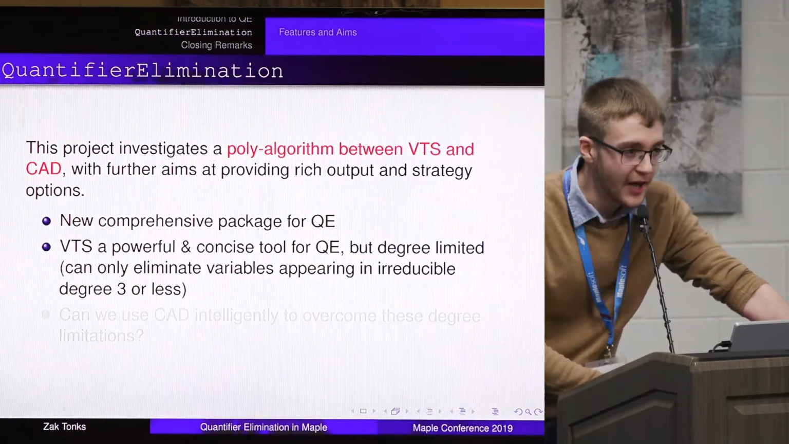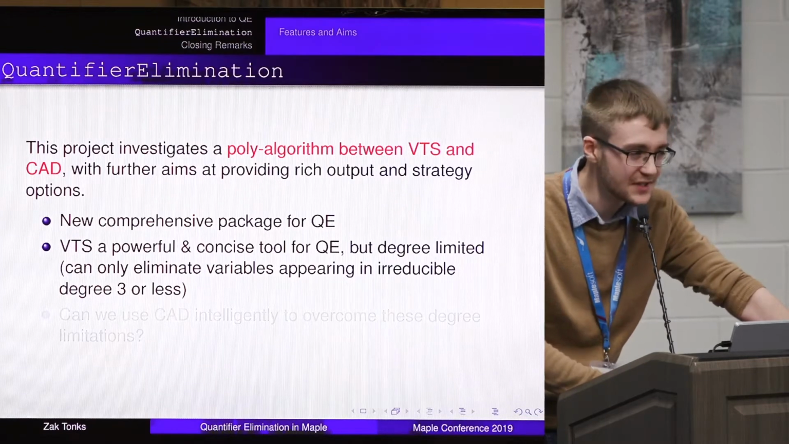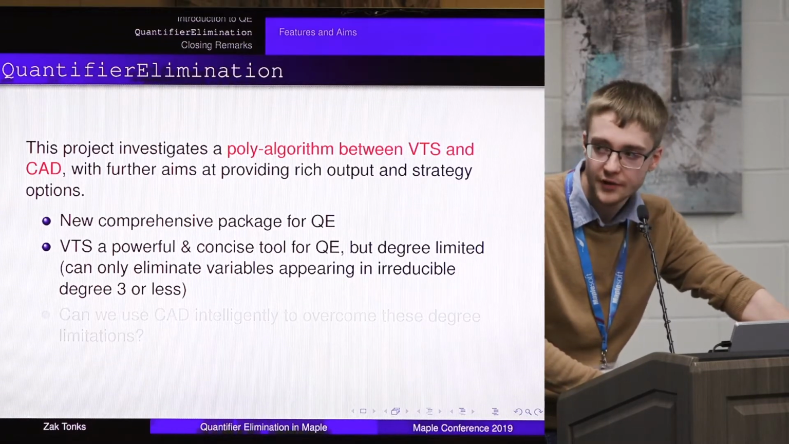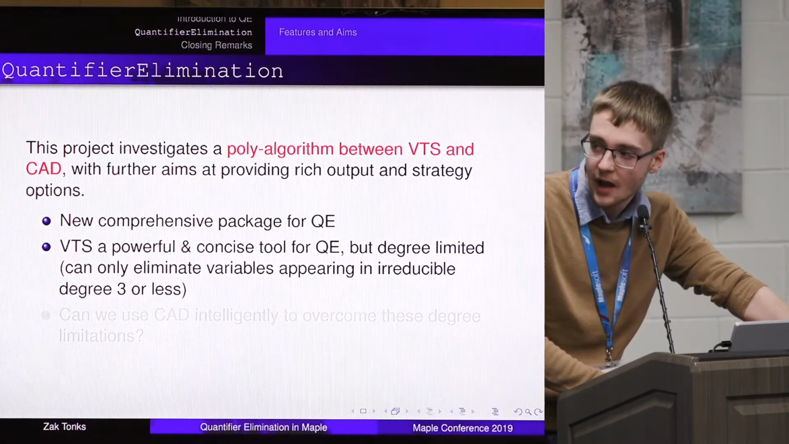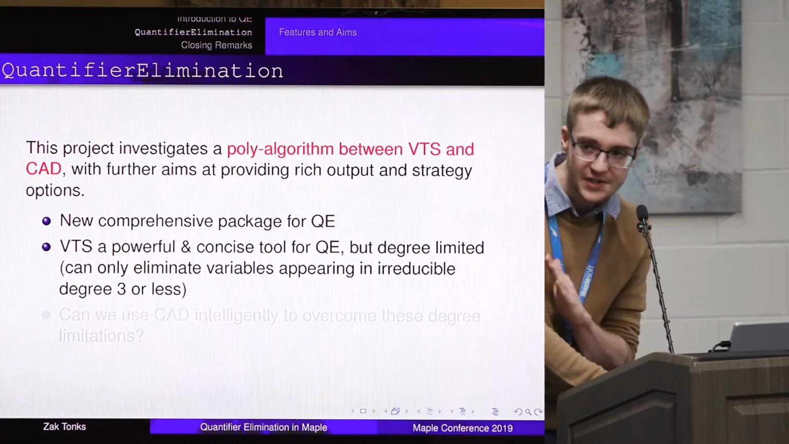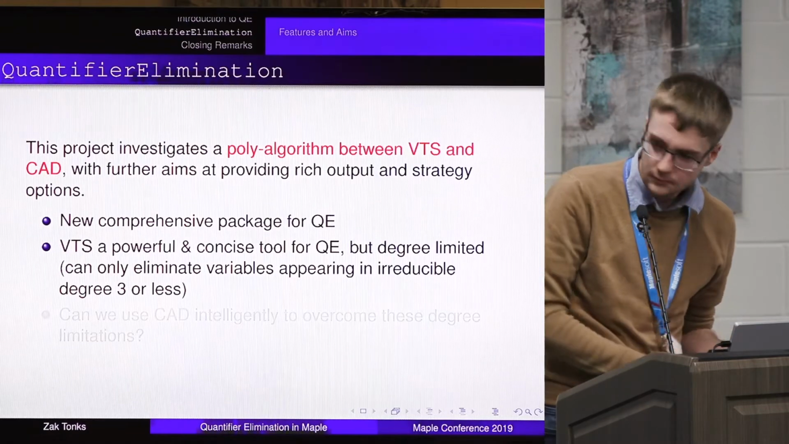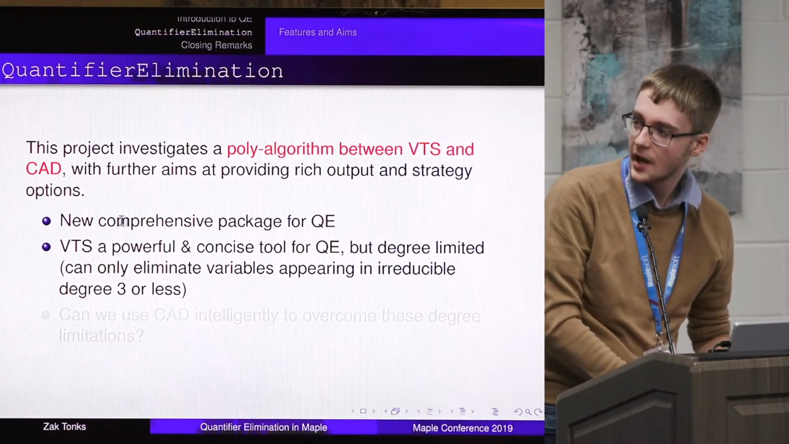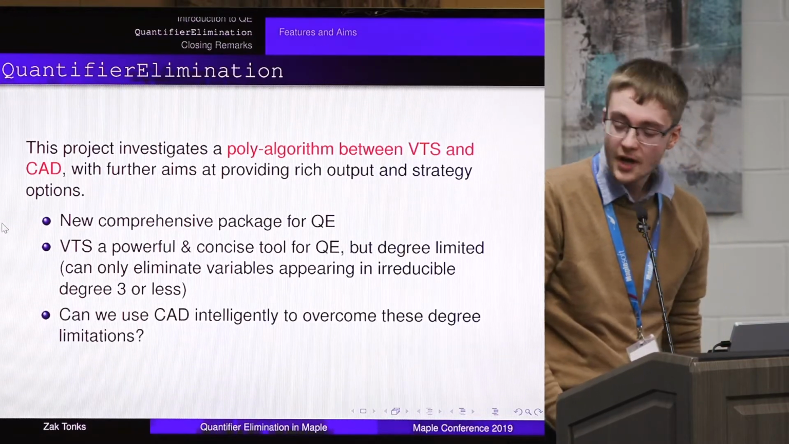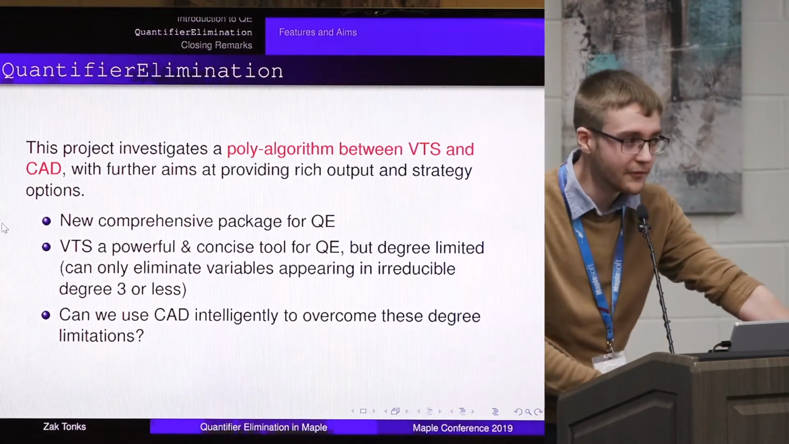Really, the idea behind this poly algorithm is that VTS is powerful and concise, but it's limited in what it can do. We can't do anything above cubics, right? If we can't factor into cubics and less, we're sort of screwed. So CAD, can we use it? Can we use CAD intelligently to overcome those limitations?